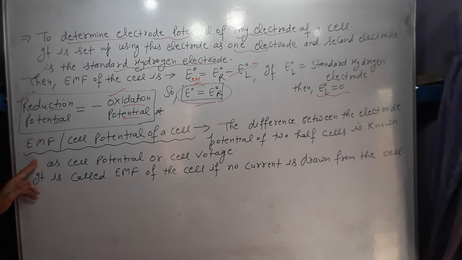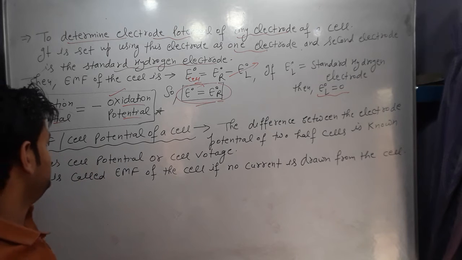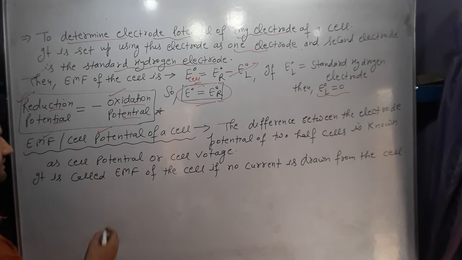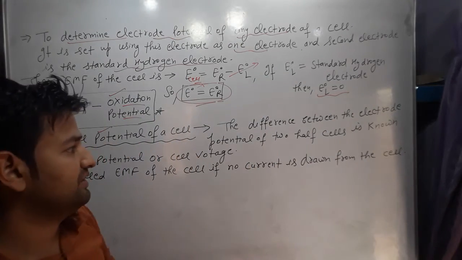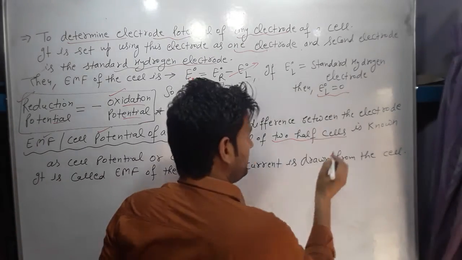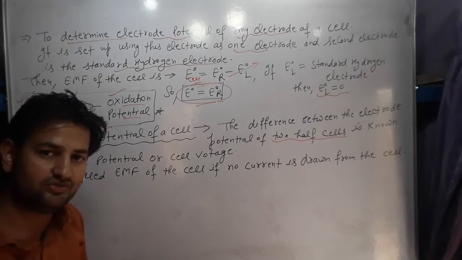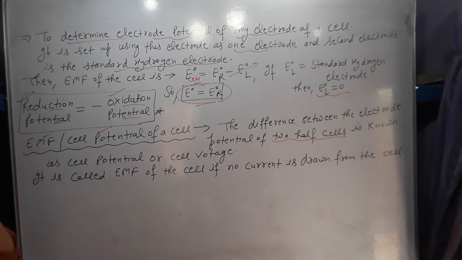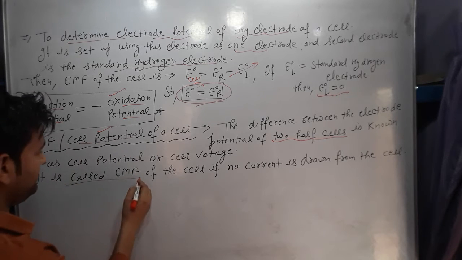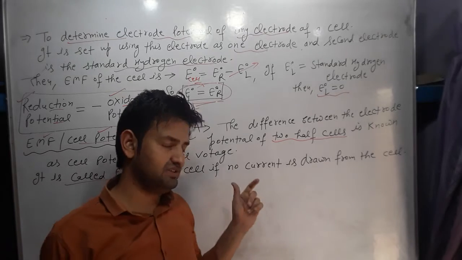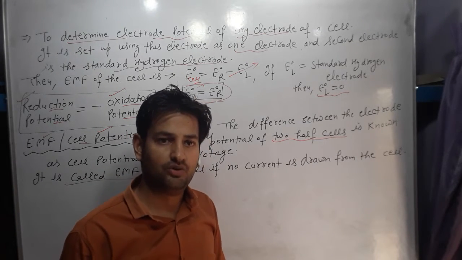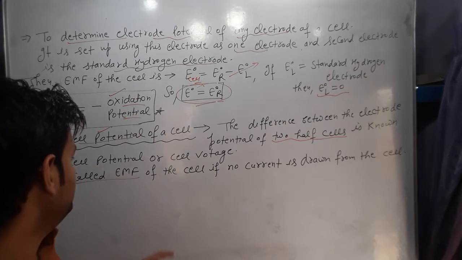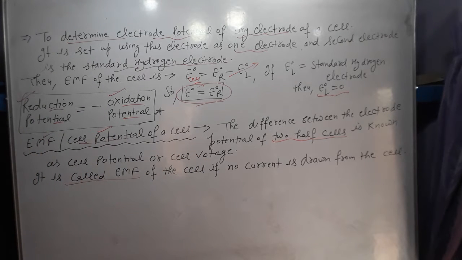Next point is EMF or cell potential of the cell. What is EMF or cell potential of the cell? It is simply the difference between the electrode potentials of two half cells. The difference of potential of the two half cells is called the EMF or cell potential of the cell. And it is called EMF of the cell because this is measured when no current is drawn from the cell. When no current is drawn from the cell, it is called the EMF of the cell.